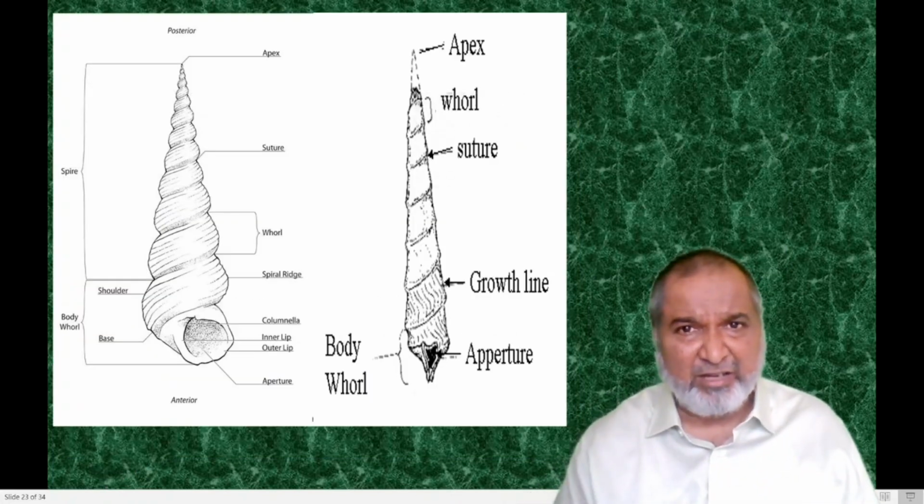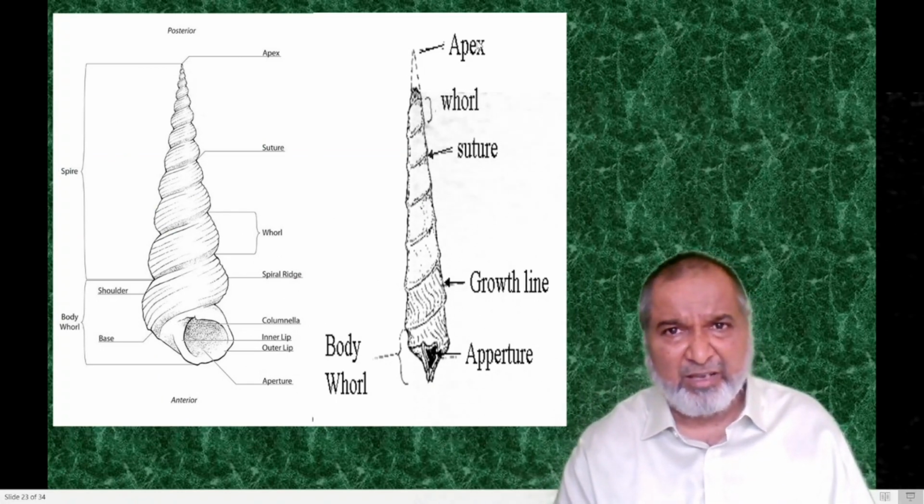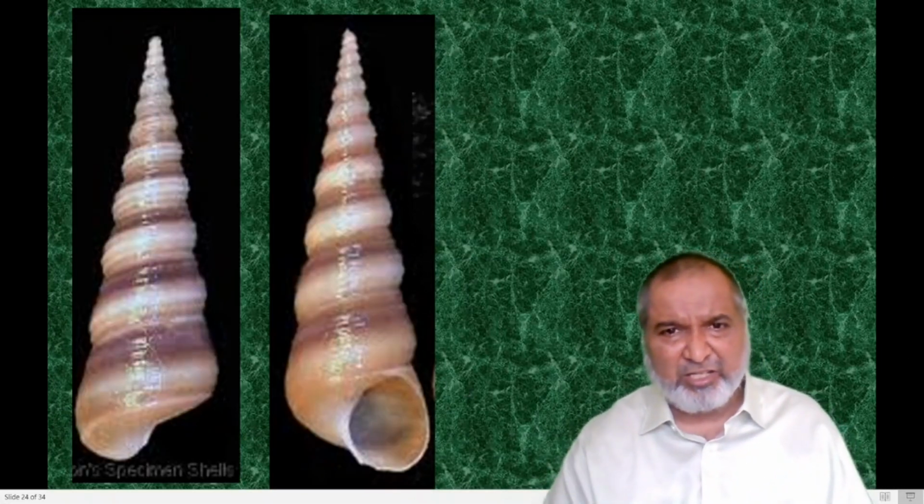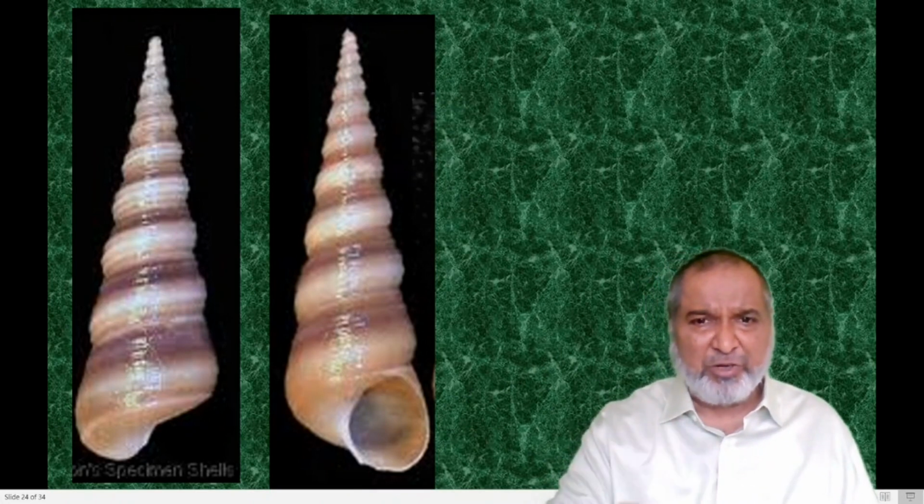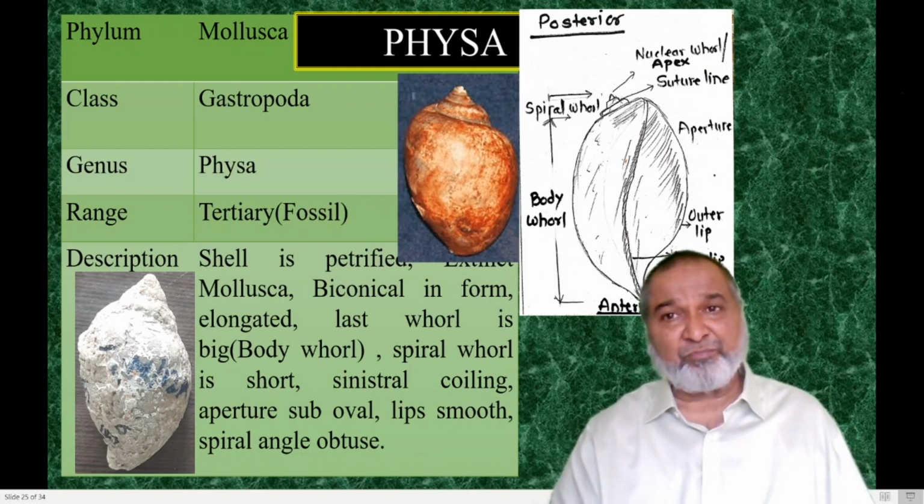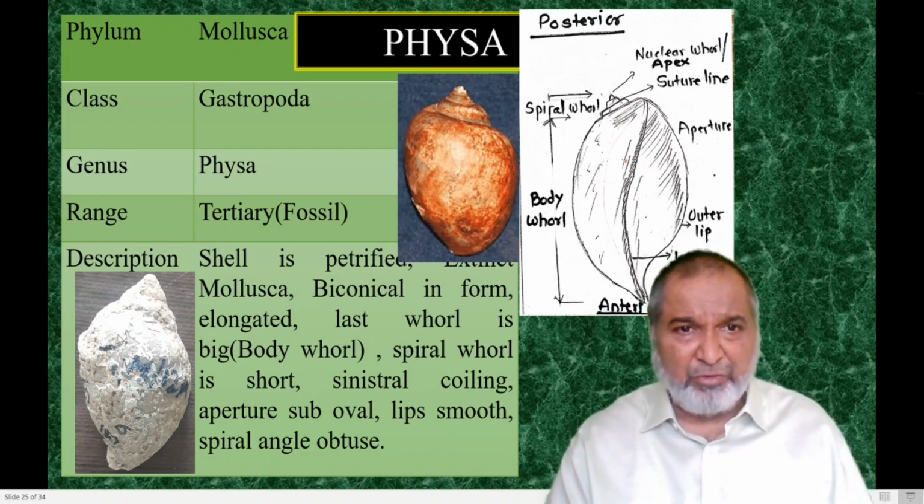Yes, again the same diagram will be given. Nothing will be changed: wall, suture, growth line, aperture. Only the shape will be changed in that. These are the specimens from our department, so you can see how they are. Turritella. Yes, this is what we have, the Fusus. We are giving you this one.